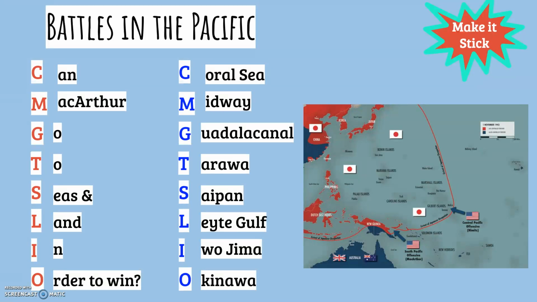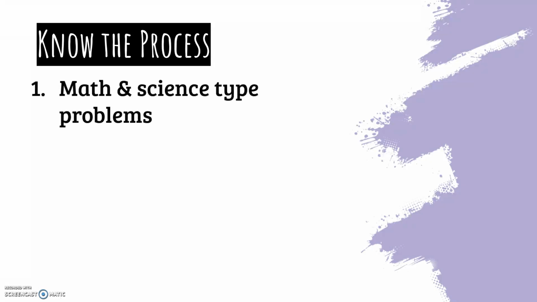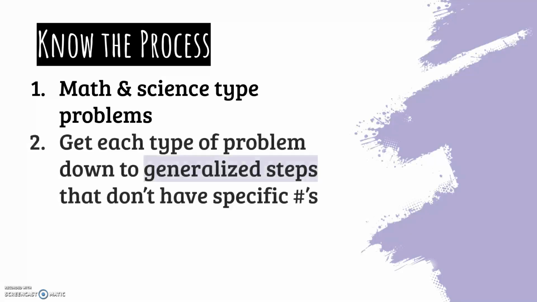Now, unfortunately, not all tests are like that. So this is why it's important to know the process, that step by step. This is going to be more likely for math and science type problems. You are going to have to memorize formulas, but eventually it's really coming down to the step by step. So my best advice for how to study for these types of questions is that you want to get each problem that you've studied in class to a general process. This means that there are no specific numbers. You've gotten it down to variables.